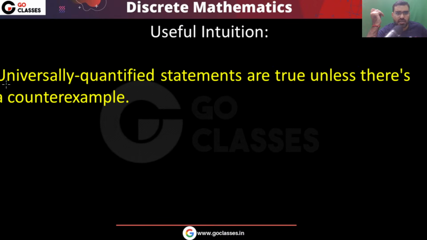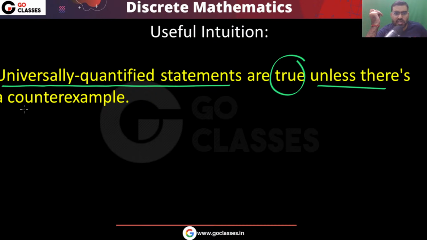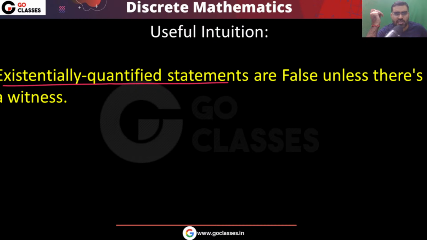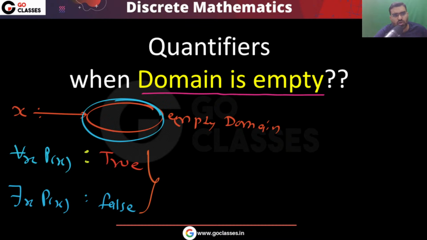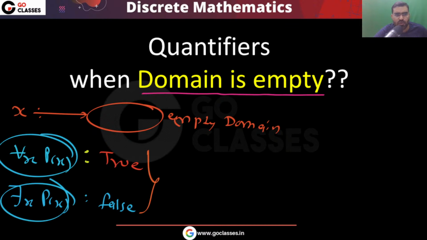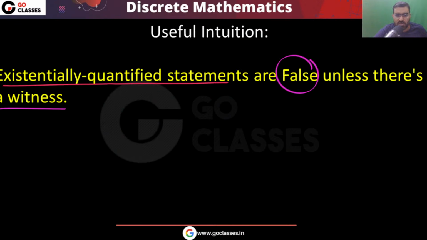Remember that the universal quantified statement is always true unless there is a counterexample. You need a counterexample to make it false. Similarly, the existential quantified statement is false unless there is a witness. You need a witness to make it true. Because there is no witness and no counterexample, the universal will be true and the existential will be false. A very simple point. Now let's move on.